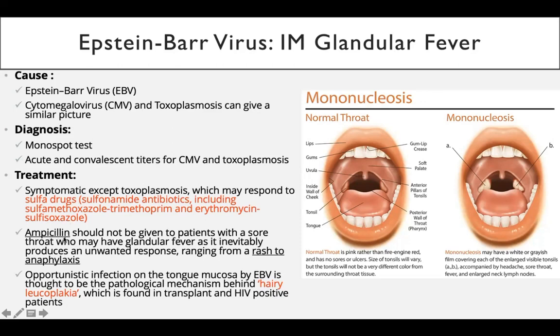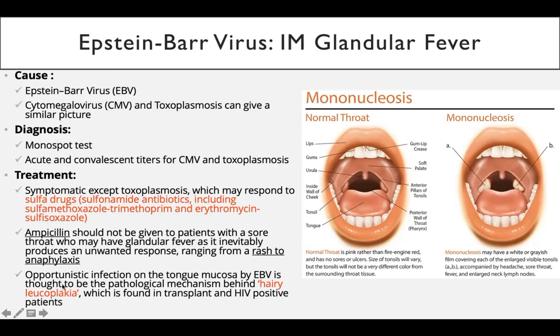And then ampicillin should not be given. You see, there's an underline. I either bold it if it's important, if it's very important, I turn it red. But underline, there is something odd going on. What is the odd situation here? Ampicillin, penicillin should not be given to patients with a sore throat who may have glandular fever, as it inevitably produces an unwanted response ranging from a rash to anaphylaxis. Ampicillin, not given. We have a sore throat, maybe it has some rash. Ampicillin is contraindicated because it causes a reaction, rash to anaphylaxis.